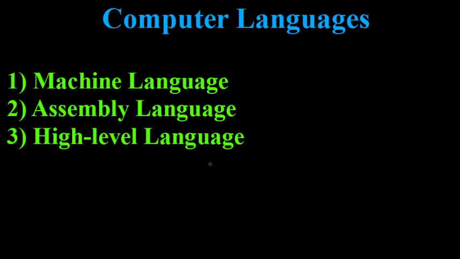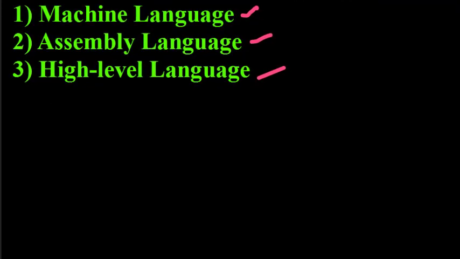Now for programming any microprocessor based system, we can use any of three languages: the machine language, assembly language, or a high level language. Let us see them one by one. For the first choice, we have the machine language. Machine language means the language which is directly understood by the system.